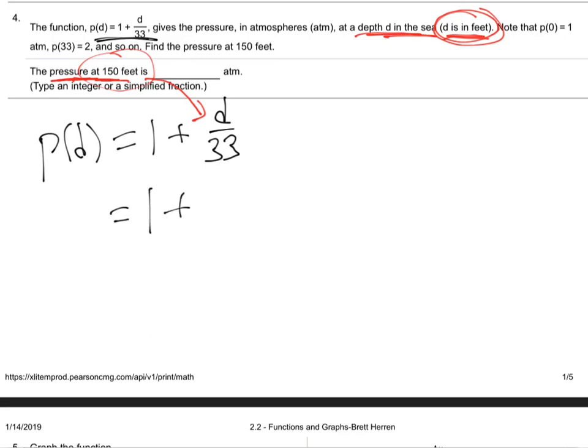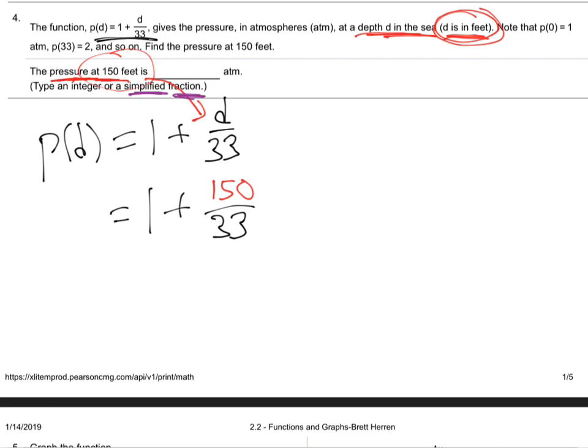So it'll equal 1 plus 150 over 33. Now that's ugly. What do they want me to do? Oh, notice, they'll tell you the format they want the answer in. Like, is the decimal okay here? No, not on this one. Sometimes they will be okay. But see what they say here? Simplified fraction. Type an integer, like a whole number, or a simplified fraction.